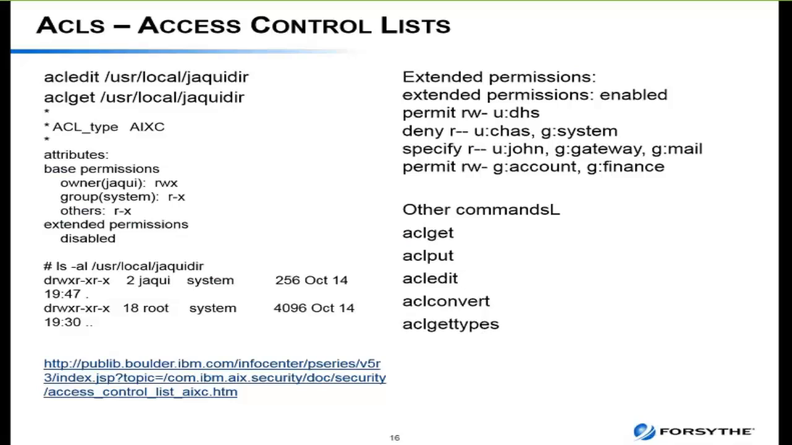So the purpose of ACLs is to take whatever the base permissions are and to add what we call extended permissions. By default, my directory here, which is my /usr/local/Jackie Durr, has no ACL specified. Because I didn't enable ACLs on it, the extended permissions show as disabled. However, once you enable ACLs, and this link down the bottom here will show you exactly how to do all that, it will show as extended permissions enabled. And now you can do permits, denies, and specifies. So here I can say that I'm going to allow the user DHS read-write access, but I'm going to deny Chaz read, and anybody in the system group can't read it either.